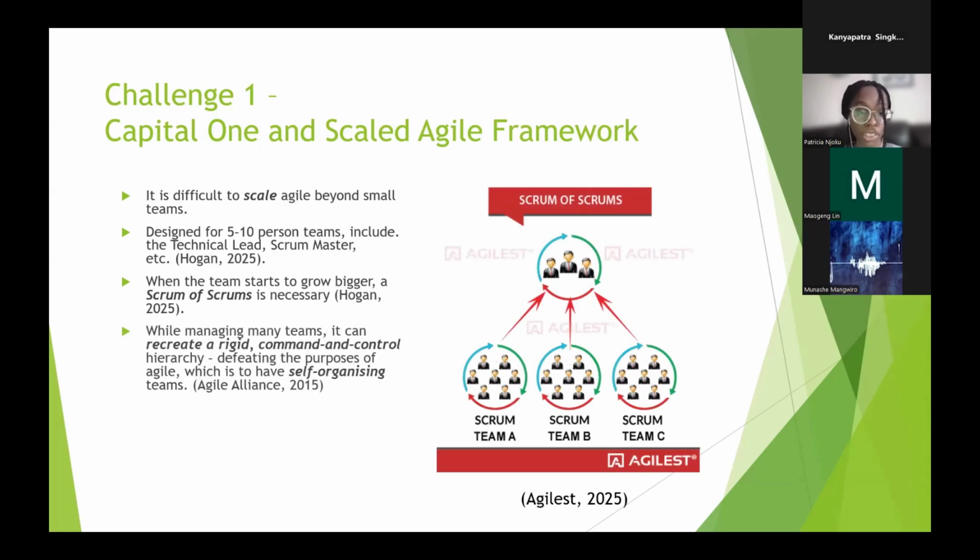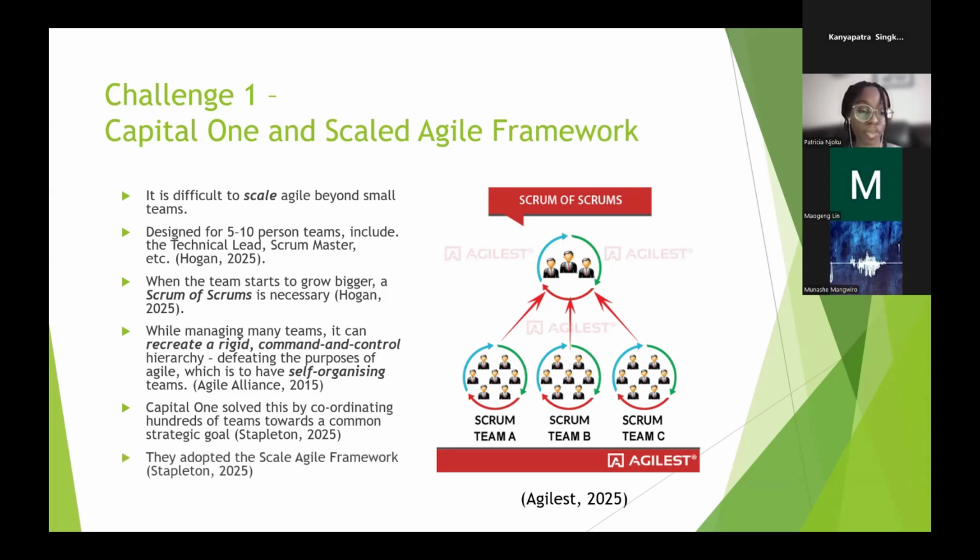So while managing teams, it can recreate a rigid command and control hierarchy. This defeats the purpose of Agile, which is to have a self-organizing team. Capital One solved this by coordinating hundreds of teams towards a common strategic goal. They adopted the Scaled Agile framework.